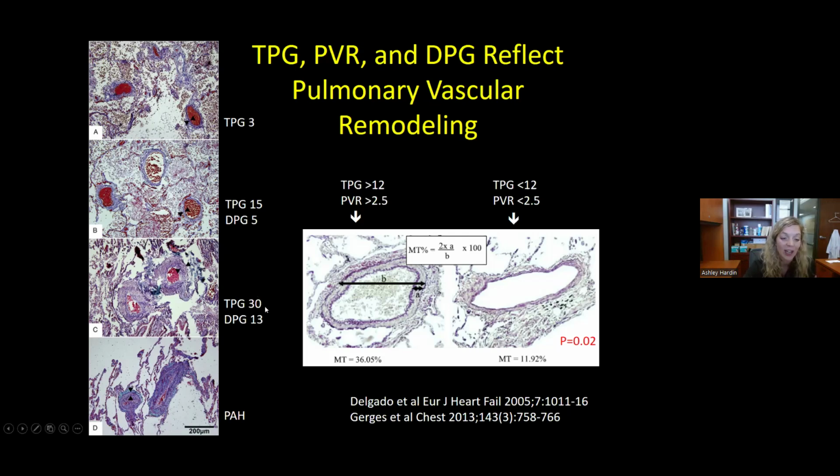walls are thicker. And then you have someone with a transpulmonary gradient from heart failure with mixed PH who has a TPG of 30, a diastolic pulmonary gradient of 13. And look how thick that wall is. And this is compared to idiopathic PH here. It looks pretty similar. This is showing the same thing here. Those who have elevated metrics of figuring out pulmonary vascular remodeling or pulmonary arterial remodeling have thicker walls here than you do in a patient who didn't have pulmonary hypertension.